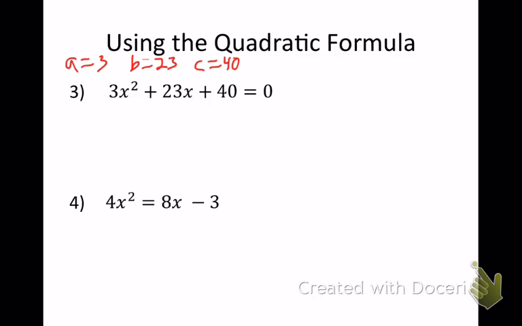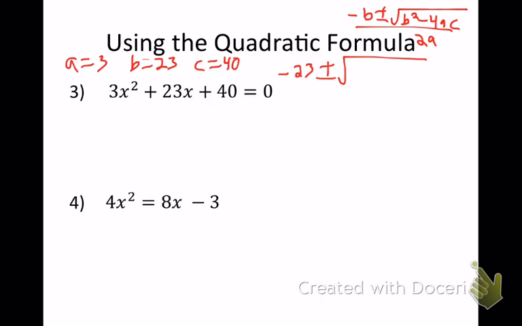Great. So I'm going to take the quadratic formula here, which is negative b plus or minus square root b squared minus 4ac all over 2a. Awesome. So now I need to take the information and plug it in. What's b going to be, Drew? So I put negative 23 plus or minus square root. What's b again, Drew? 23.